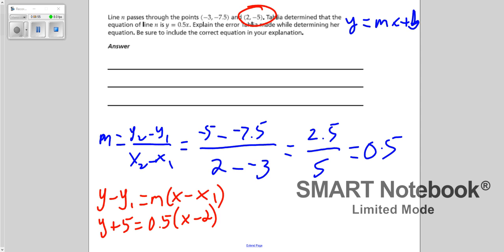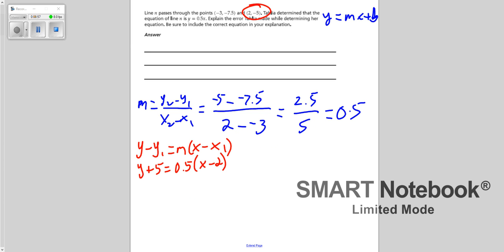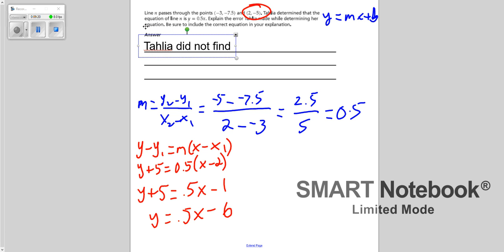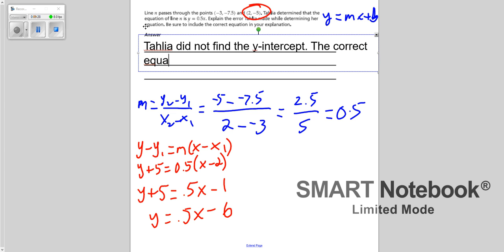And now I just need to rearrange this equation so that it's in slope-intercept form. So y plus 5 equals 0.5x minus 1. y equals 0.5x minus 6. So her mistake, and now I'll type it, hold on one sec, there we go: Talia did not find the y-intercept. The correct equation is y equals 0.5x minus 6.